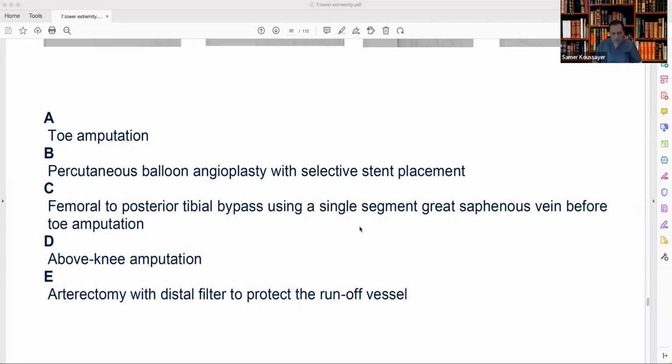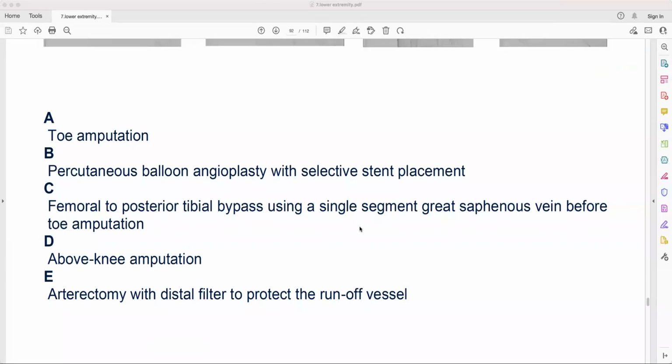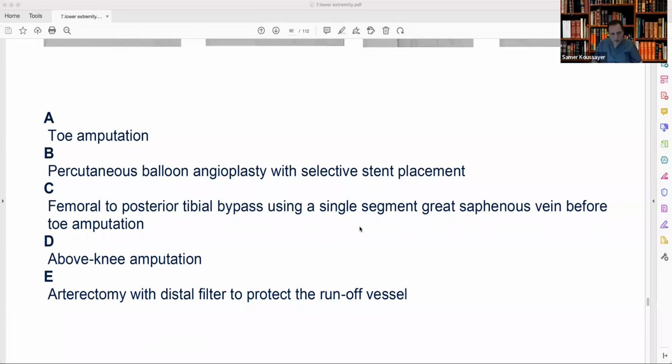Atherectomy with distal filter to protect runoff vessels. There is only one runoff vessel. They don't want any of that. Any study showing atherectomy is better than balloon angioplasty, anyway, endovascular here is out of the question.